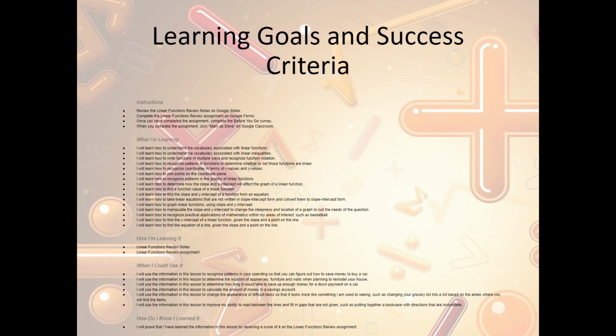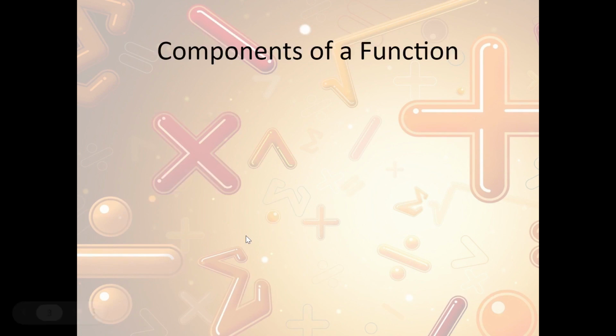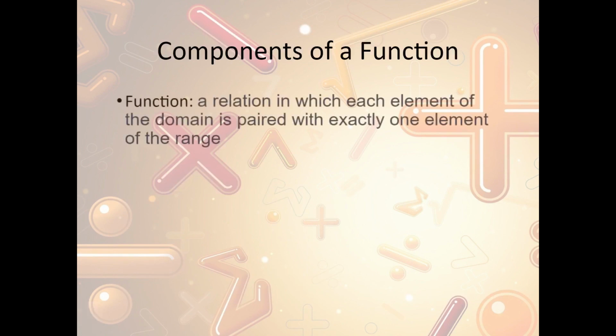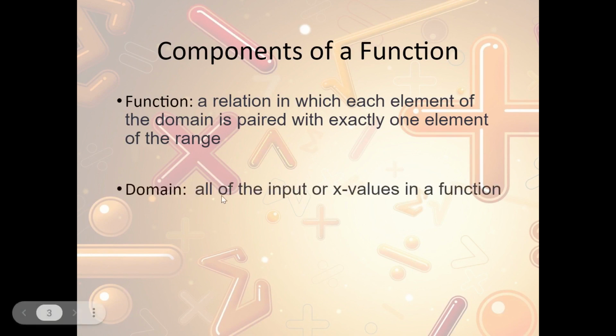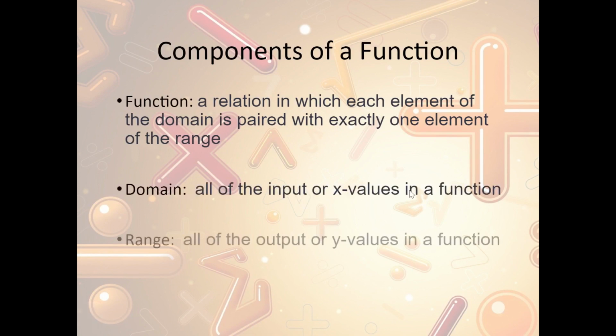We begin with the learning goals and success criteria. Now let's talk about the components of a function. A function is a relation in which each element of the domain is paired with exactly one element of the range. The domain is all of the input or x values in a function. The range is all of the output or y values in a function. Therefore, it is a function, meaning that for every x, there's exactly one y that matches it.